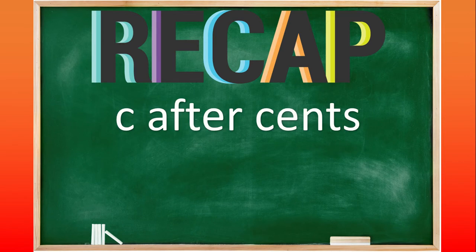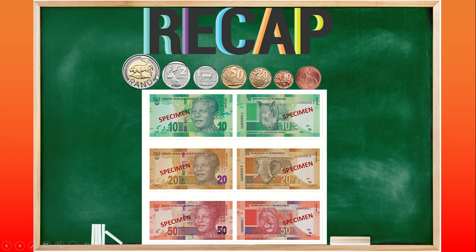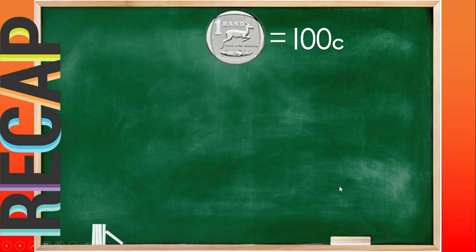Let's do a quick recap. After writing cents, we need to put a small letter c after the cents and a capital letter R before rands to state the value of the money. We know this is a 5 rand, a 2 rand and a 1 rand, and these coins are all silver. 50 cents, 20 cents, 10 cents and 5 cents are all bronze. They all have their value indicated on the coin. Then we know a 10 rand is green and it has a rhino on it. 20 rand is brown and it has an elephant on it, and a 50 rand is red and it has a lion on it.